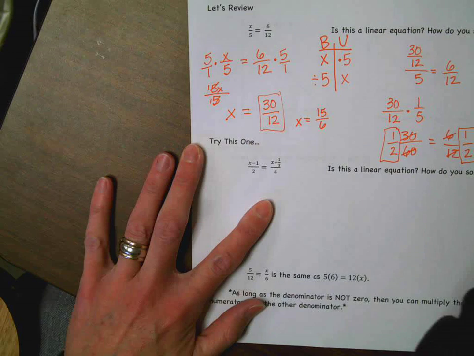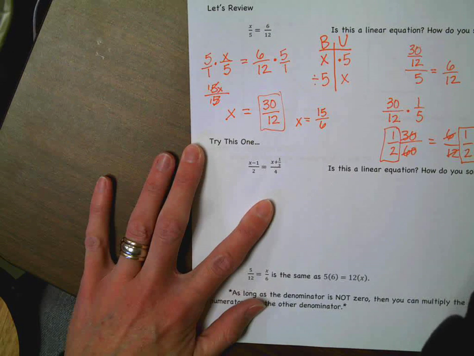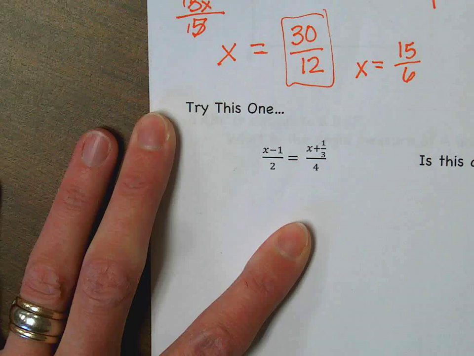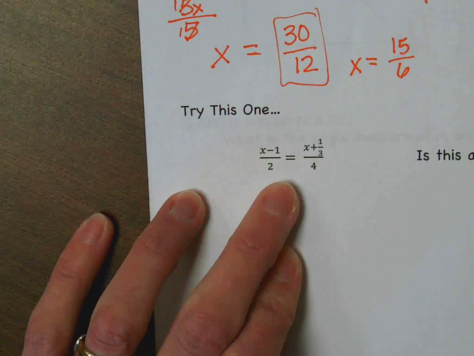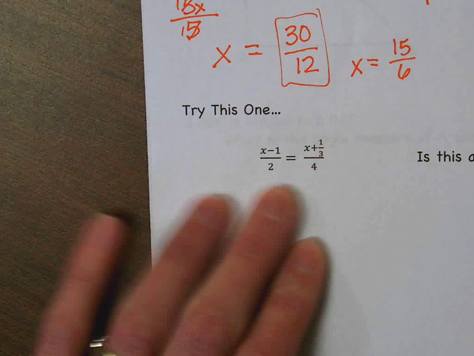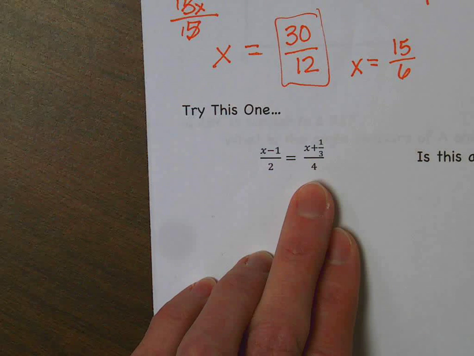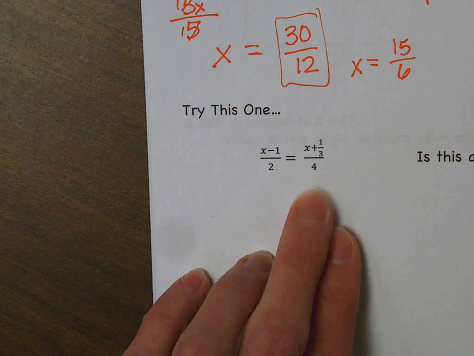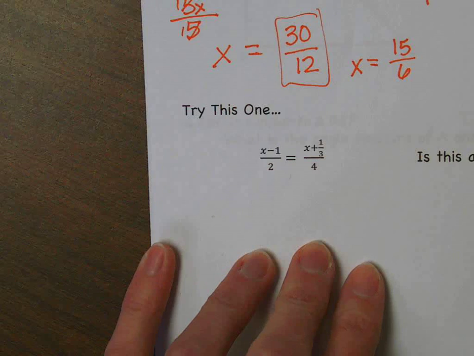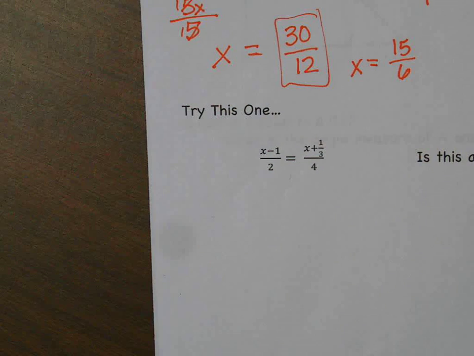It says, and again, I keep zooming in and out so you can see, and then I run out of space to show you. So let's try the next one. It says x minus 1 divided by 2 is equal to x plus 1/3 divided by 4. Okay, well that looks pretty scary, all right?